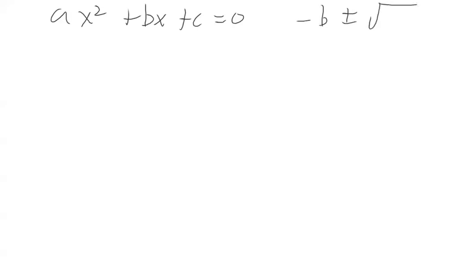Remembering that we need to have our equation written as ax squared plus bx plus c equals 0. And if we do that, then I can use the quadratic formula, which is negative b plus or minus the square root of b squared minus 4ac all over 2a.